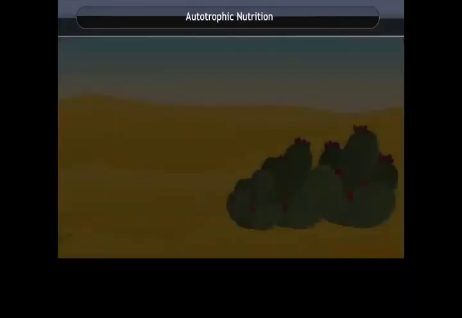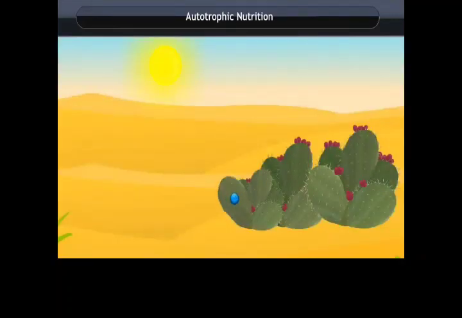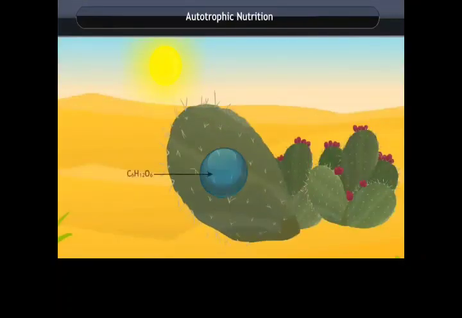Desert plants take up carbon dioxide at night and form an intermediate substance. This intermediate substance absorbs energy by the chlorophyll during the day.